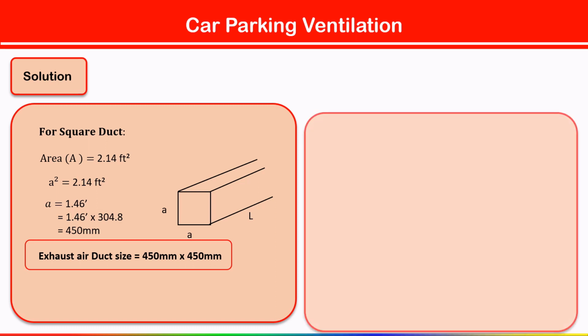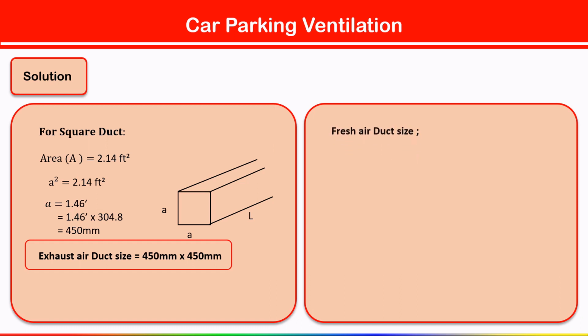Now we have to calculate the fresh air duct size. For fresh air duct size, remember fresh air we only have to supply for normal mode. We have to use the same formula, Q is equal to AV, which we used in exhaust air duct sizing. Here for commercial, what velocity do we have to maintain? 1000 to 1600 fpm. Suppose I have taken 1600 fpm, because we are designing for a commercial building.